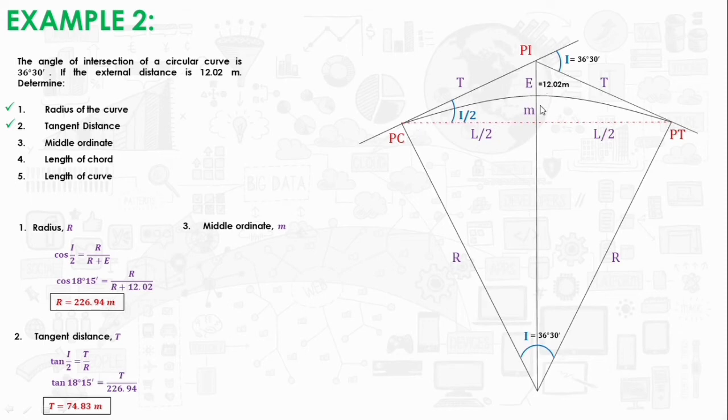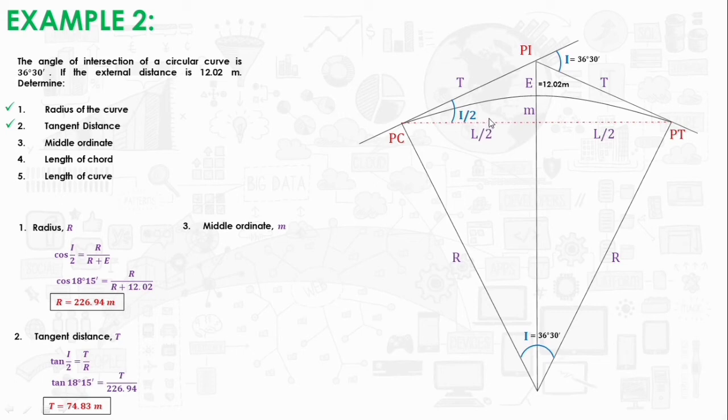Or pwede rin dito, yung distance from the midpoint of the chord to the center of the circle dyan is R minus M, tama? Radius man ito, R from here to here, yan yung magiging R minus M. Pwede natin itong magamit na right triangle, or ito, pareha lang yan sila. And pwede din ito from PC, PI, tsaka yung midpoint ng ating chord. So, yan yung gagamitin natin ngayon.